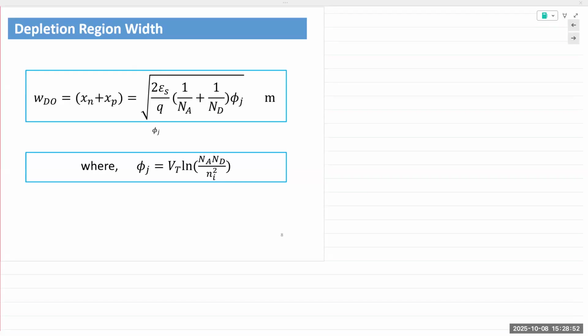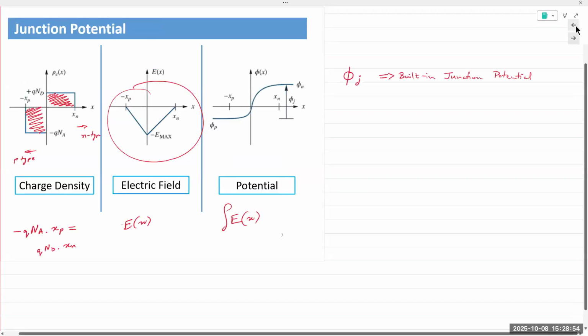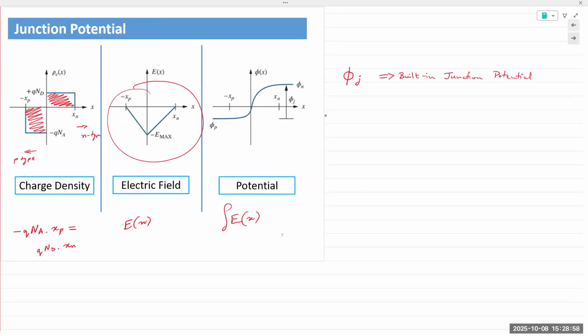So the question being asked is about the electric field. Does it go from the N region to the P region? And the answer is yes, it extends in both regions. Positive charge in, so the electric field is pointing in the direction of the P type.